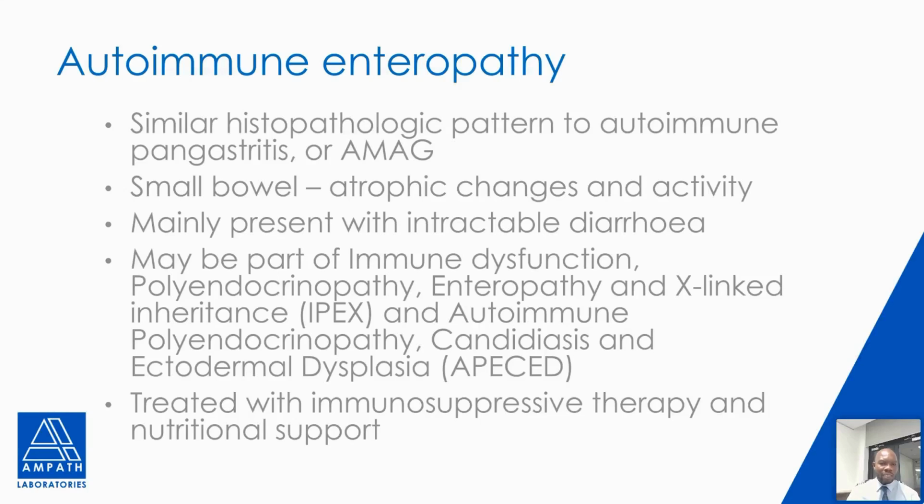What is even more important with these patients is that they tend to have an associated immune dysfunction, or may have polyendocrinopathy, enteropathy and X-linked inheritance diseases. While some may have autoimmune polyendocrinopathy candidiasis or ectodermal dysplasia. So for them, the treatment essentially is immunosuppressive therapy, which would be biologicals, and nutritional support. They do best with this kind of treatment.